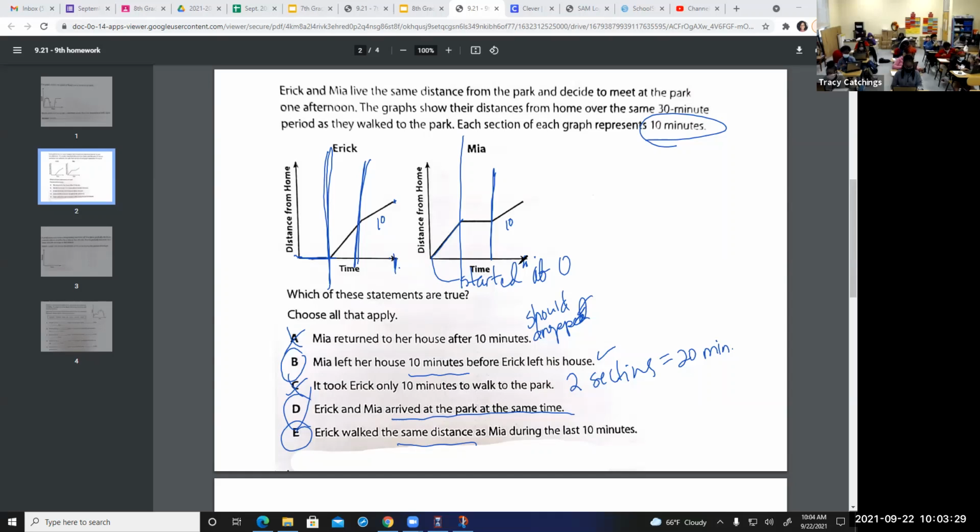Any questions about it? 2B? You did B and E? Yeah. We go with B and E. Those are the main ones I'm going with, but we'll go with D too if you want to look at it that way. But if you don't, the only thing with D is they're taking into account that Eric left later. So if he left later, they really won't be the same time. Because I went 30 minutes and you went 20.